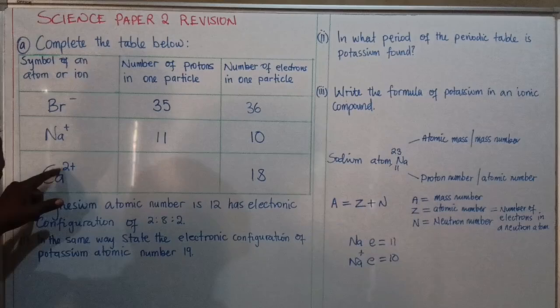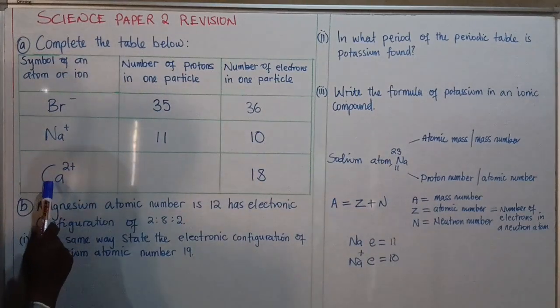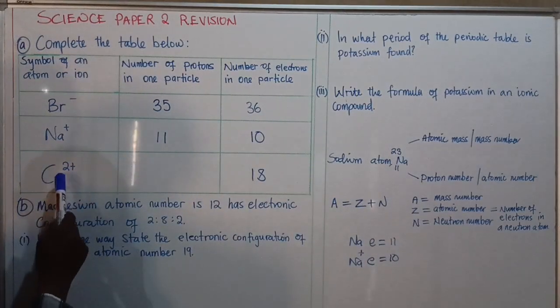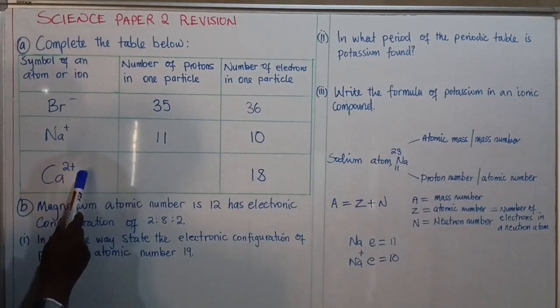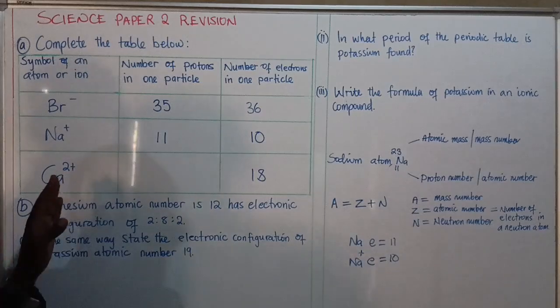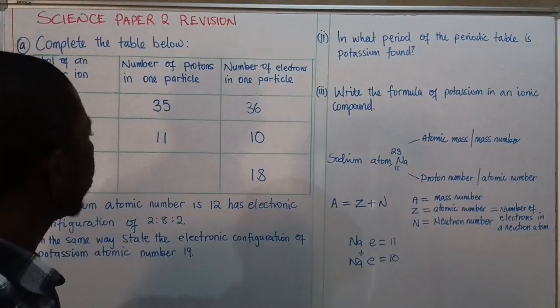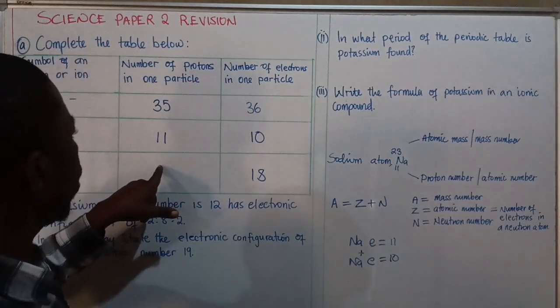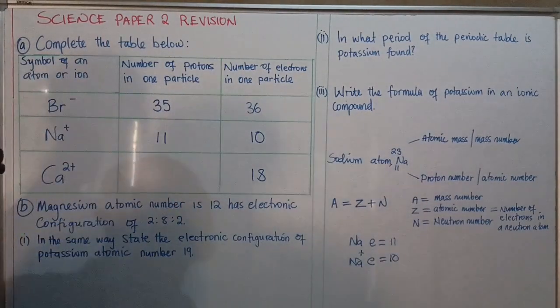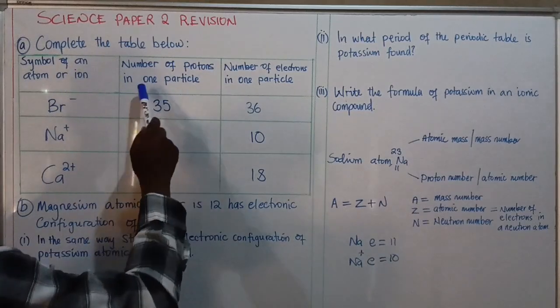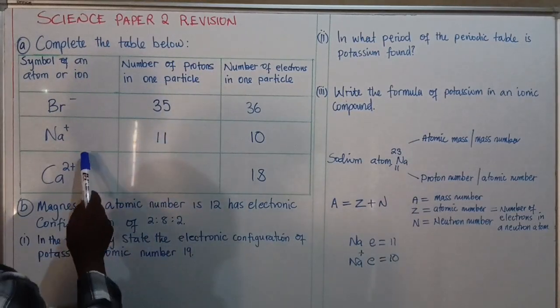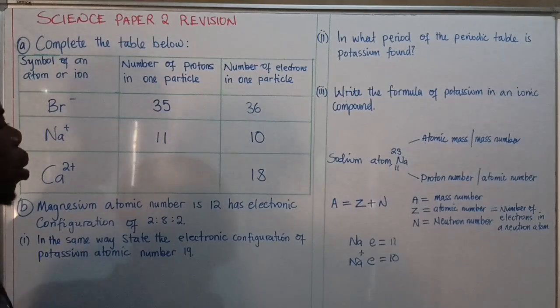So we have calcium. This is the symbol of calcium, and it has plus 2 or 2 plus. 2 plus meaning that it had actually lost 2 electrons. Now we need to fill in here what is going to be the number of protons in one particle of calcium.